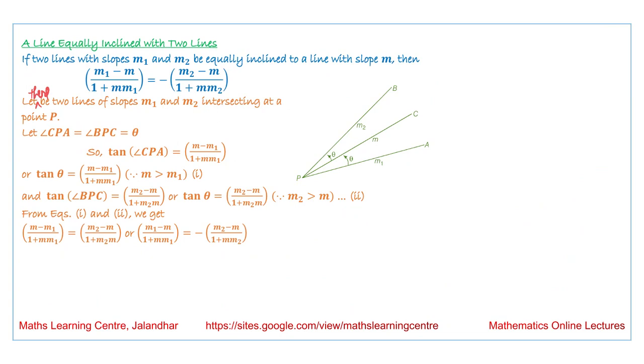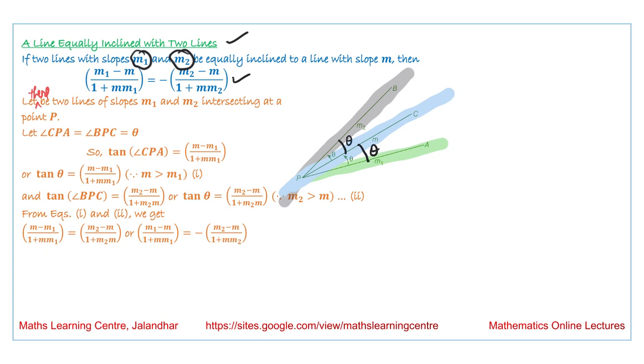Next, we have the equation of a line which is equally inclined with two lines. So if two lines with the slope m1 and m2 are given, in this figure, this is the line with the slope m1, and this is the line with the slope m2. We are trying to find a line whose inclinations with both these lines are equal. This angle is theta and this angle is also theta.